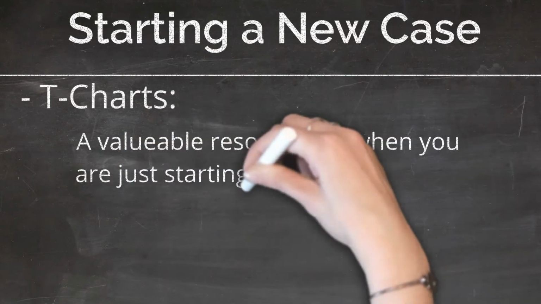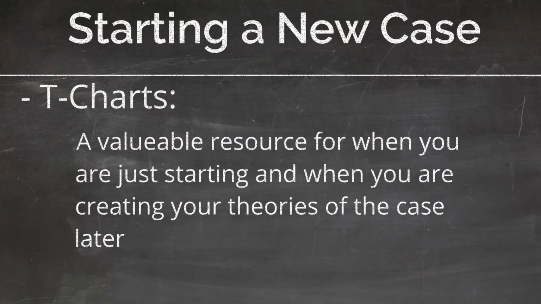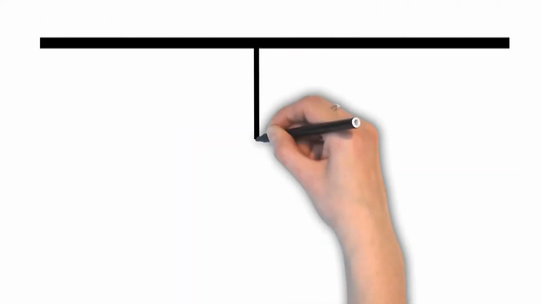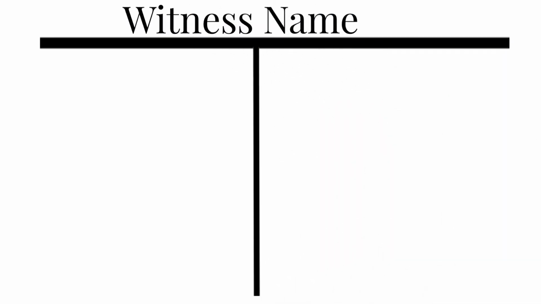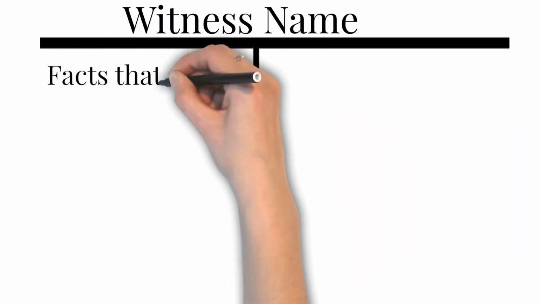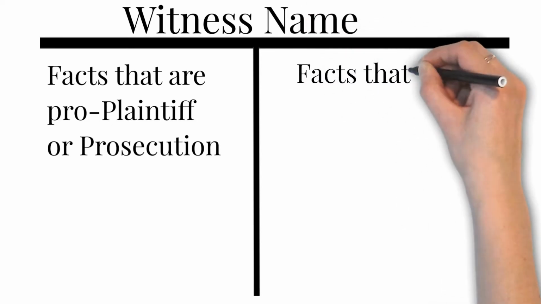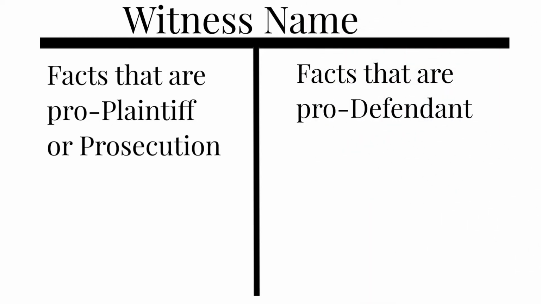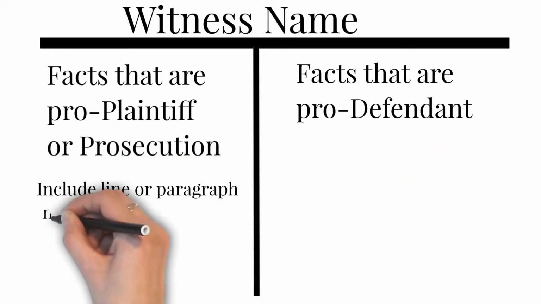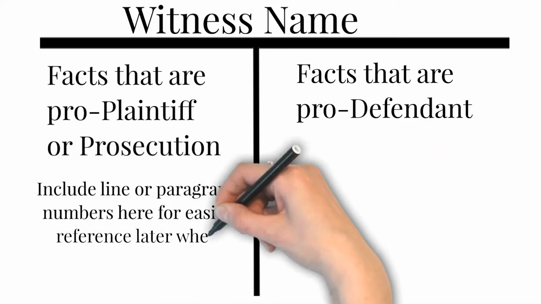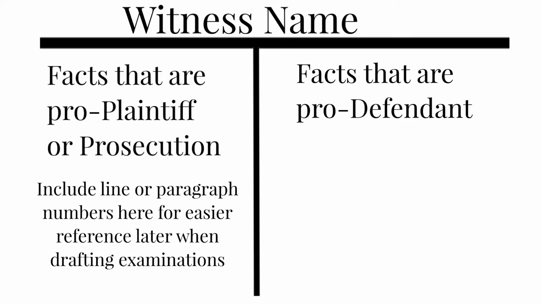I sure do. And what are you putting into your T-chart? I guess you want to explain that? Sure. So a T-chart is, if you can imagine a T on a page, you've got a line straight across the top horizontally and then down the middle vertically. On the left side, you put all the facts that are helpful to the plaintiff or prosecution. And then on the right side, you put all the facts that are helpful to the defense. They work best if you include line numbers or paragraph numbers from the affidavit or report that you're pulling the information from. That way, you can go back to it and reference it quickly.